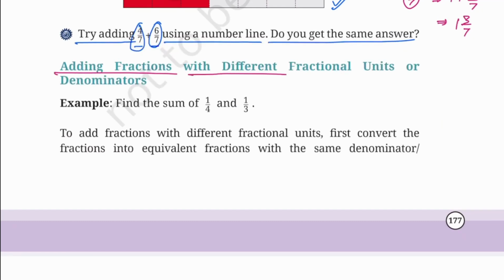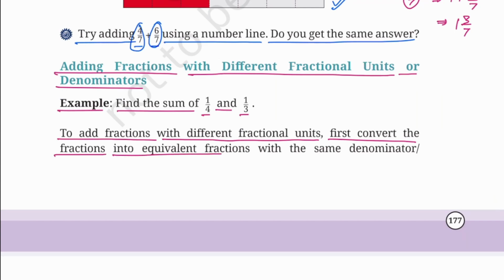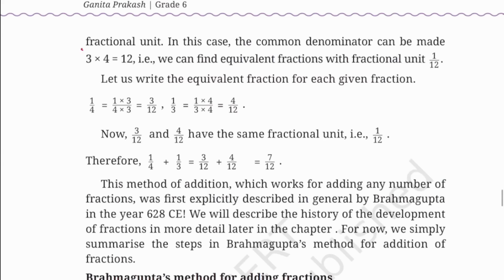Adding fractions with different fractional units or denominators. Example, find the sum of 1 upon 4 and 1 upon 3. To add fractions with different fractional units, first convert the fractions into equivalent fractions with the same denominator or fractional units. In this case, the common denominator can be made by multiplying 3 to 4, that is 12. That is, we can find equivalent fractions with fractional unit 1 upon 12.